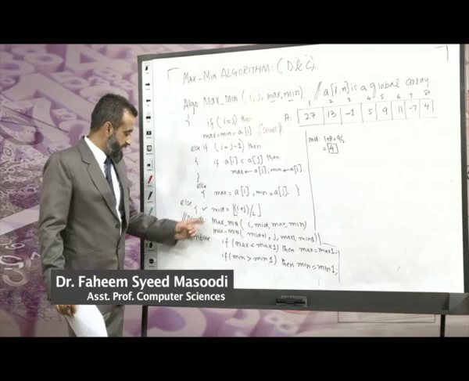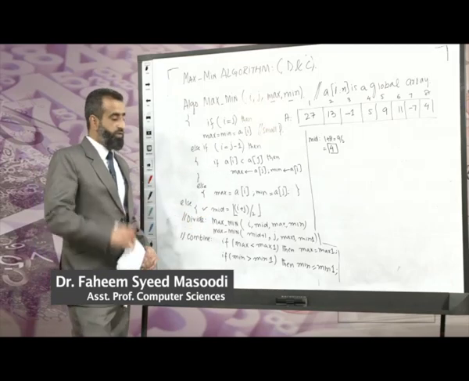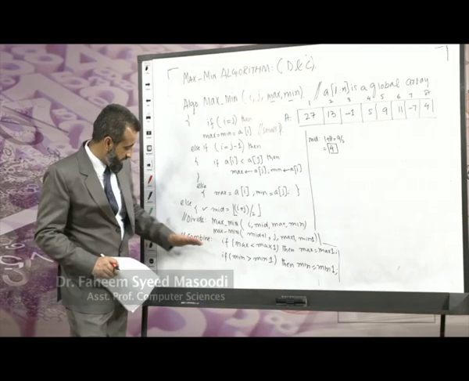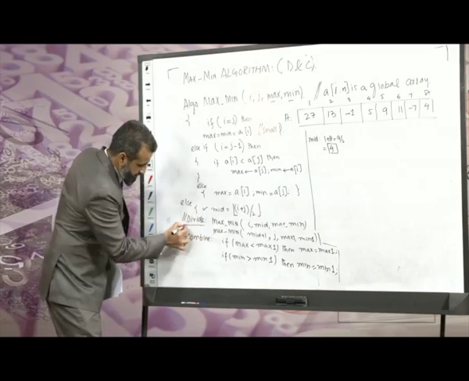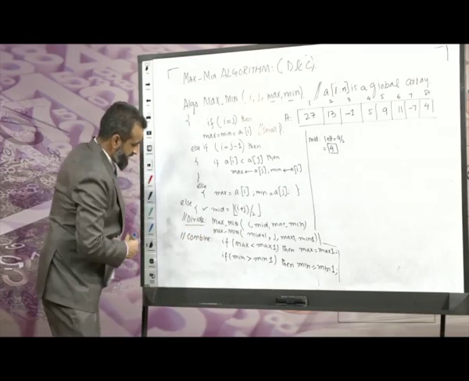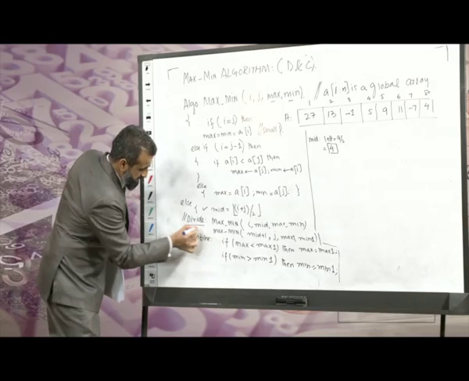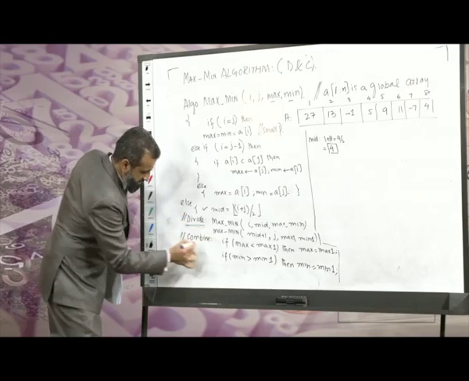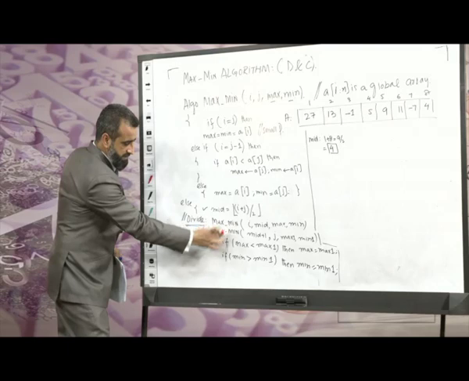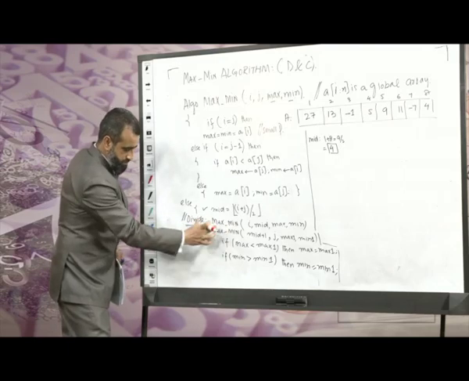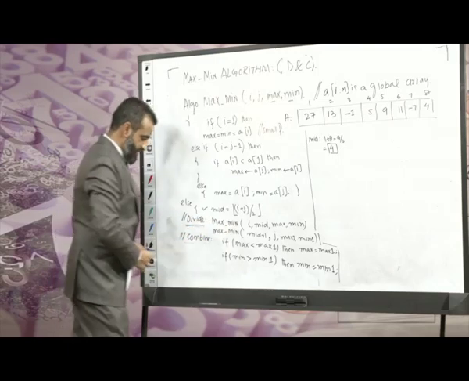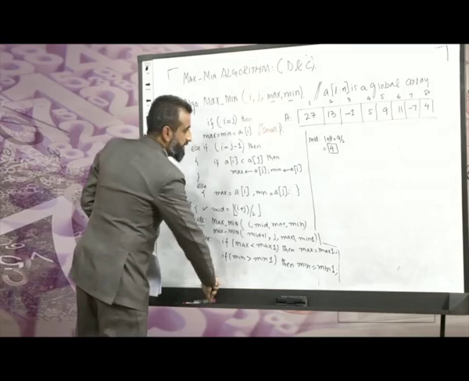Once I compute my mid, we now try to divide the problem. This is the divide part. Now I'm putting these in comments. Let me highlight these. These are comments. So this is the division part of the array and of the problem, and this is the combine part. Let's first work on the division part.